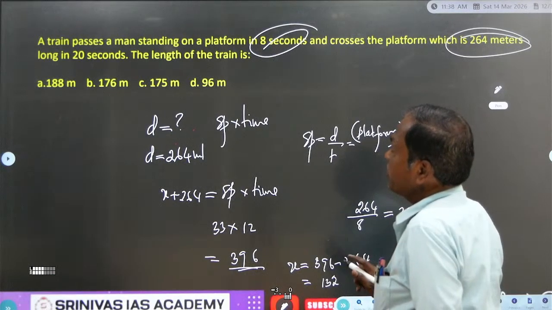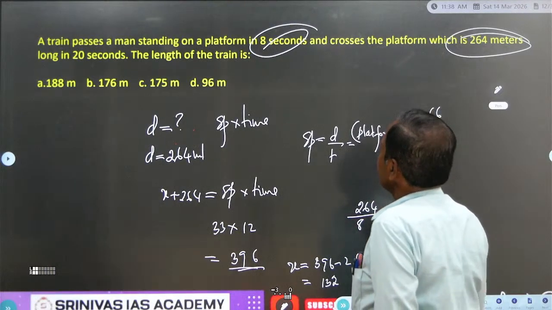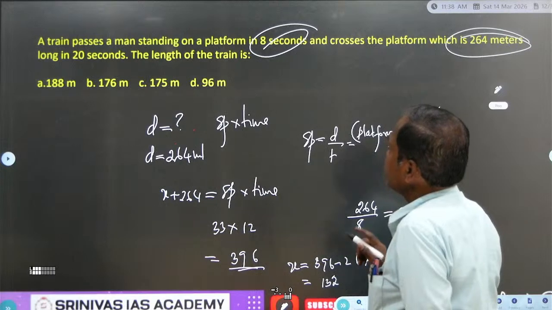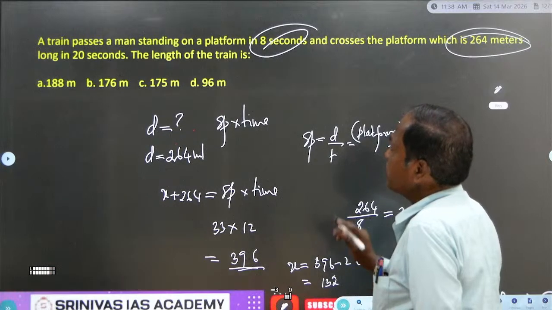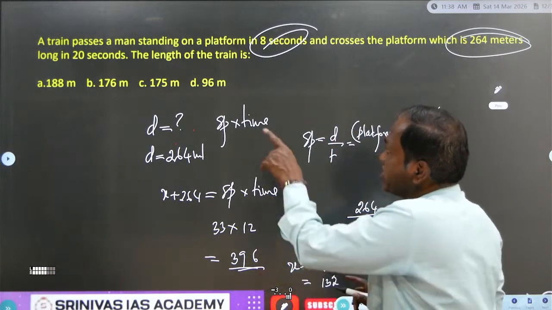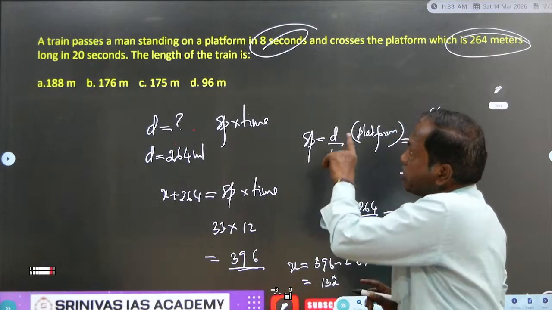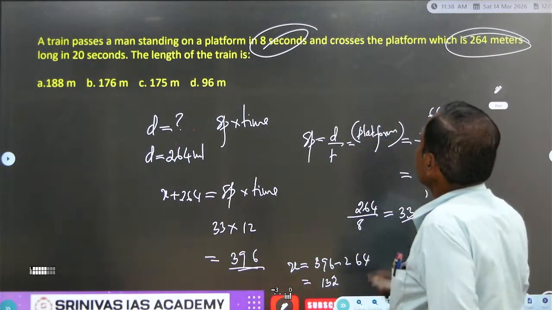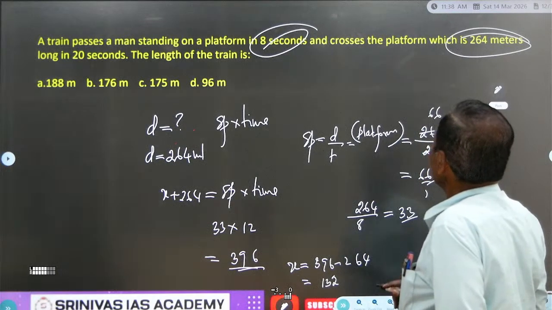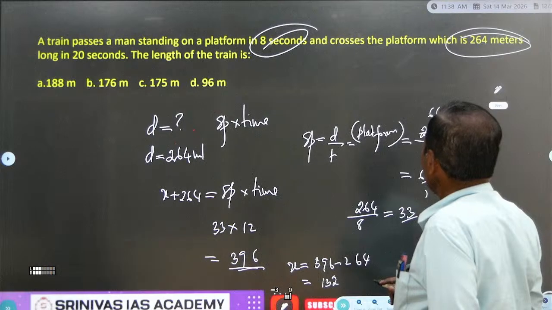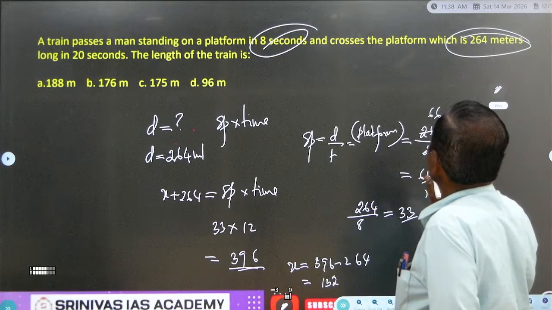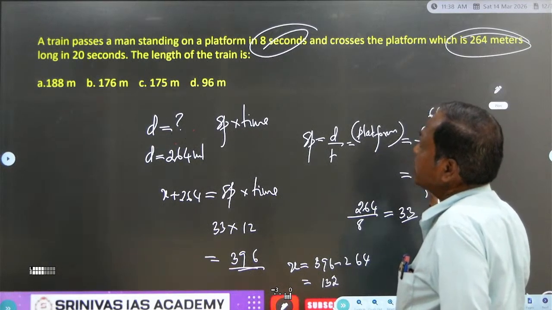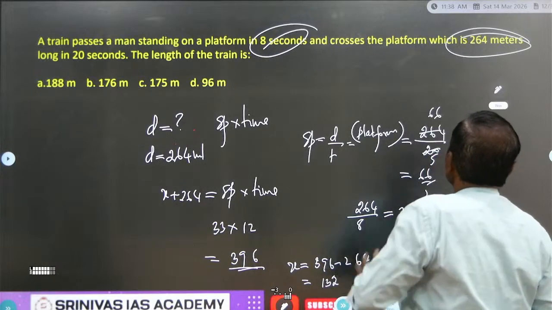The numbers are arriving, again we cannot do this. A train passes a man standing on a platform in 8 seconds. The length of the train and speed are not known here. We cannot arrive at anything with only the time taken, because the distance of the train is not given and the speed is also not known. 264 by 12, crosses the platform. Why should we do that? The platform is 264 meters long, in 20 seconds. Okay, that was fine.